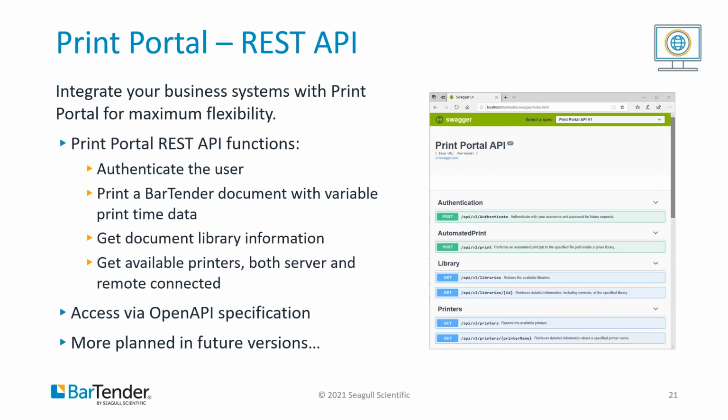And this is all part of an open API specification. As you see there in the image, we're using Swagger to help with the documentation of the web API. So you can go to the Swagger URL on the Print Portal to get reference information on how to use the API. And as we see there at the bottom, this is version 1, so we are planning to extend further in future versions of the software.